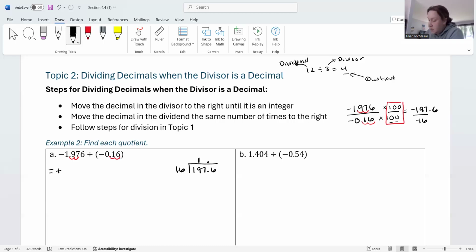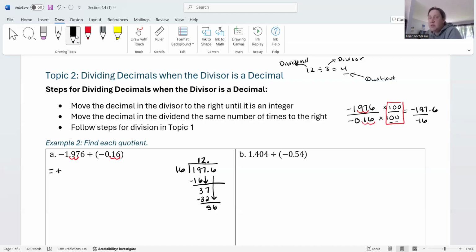1 times 16 is 16. So I subtract 16. 19 minus 16 is 3. And I drop down the next digit in line, which is a 7. So now, how many times will 16 go into 37? Well, let's see. 16 times 2 is 32, so that's as close to 37 as I'll get. So 2, and then 2 times 16, of course, we know is 32, so I subtract. I get a 5. Drop down a 6. Well, let's see.